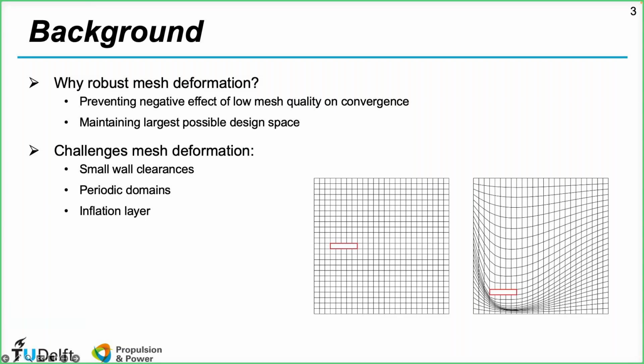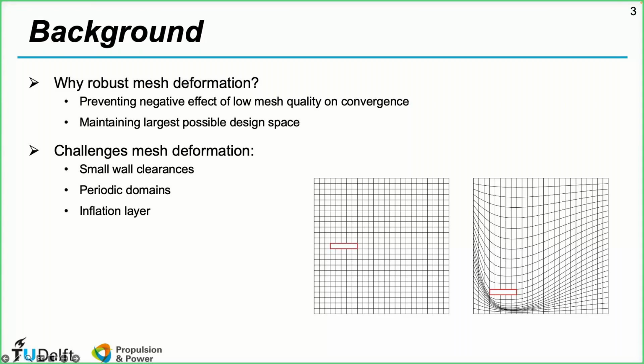And secondly, we can also have problems dealing with periodic domains. And that can also be illustrated with this figure. If, for instance, this problem is periodic in the y direction, so in the upward direction, you can see that near this periodic domain here on the bottom of the right figure, there's a high compression of the cells, which also significantly reduces the mesh quality in that area.